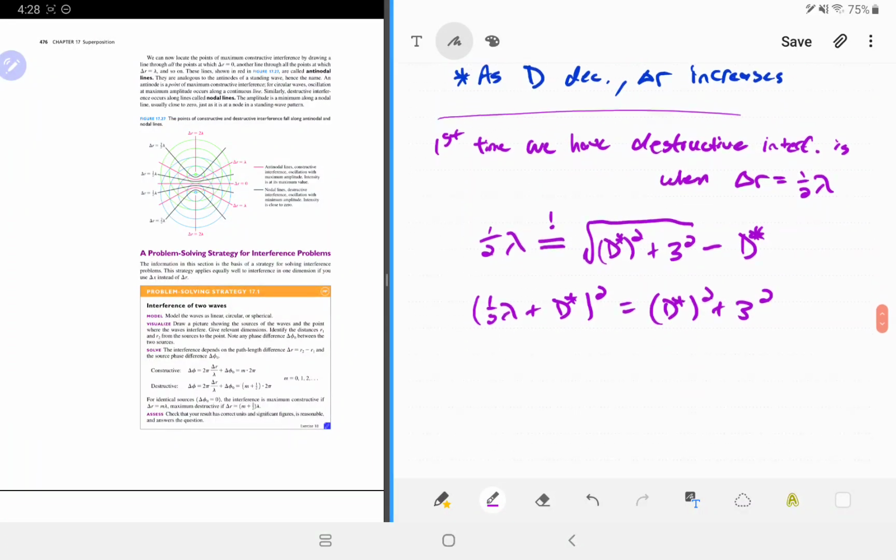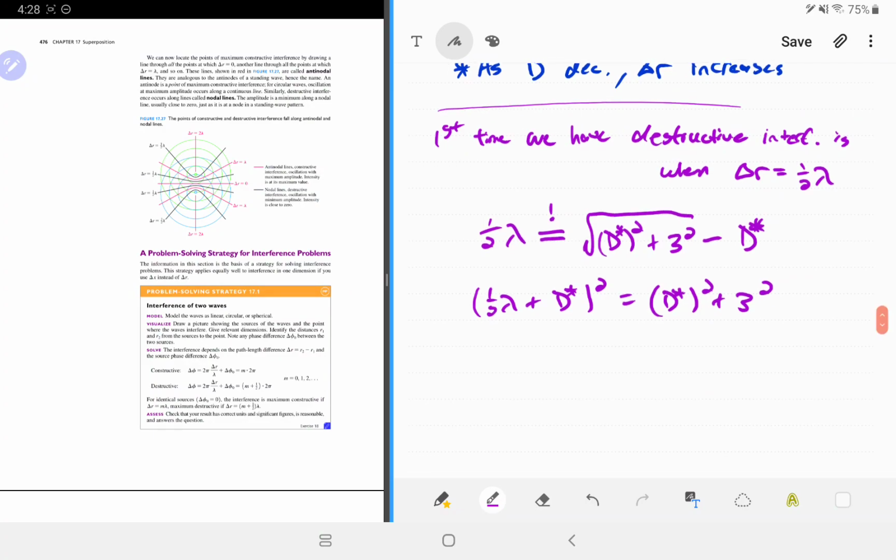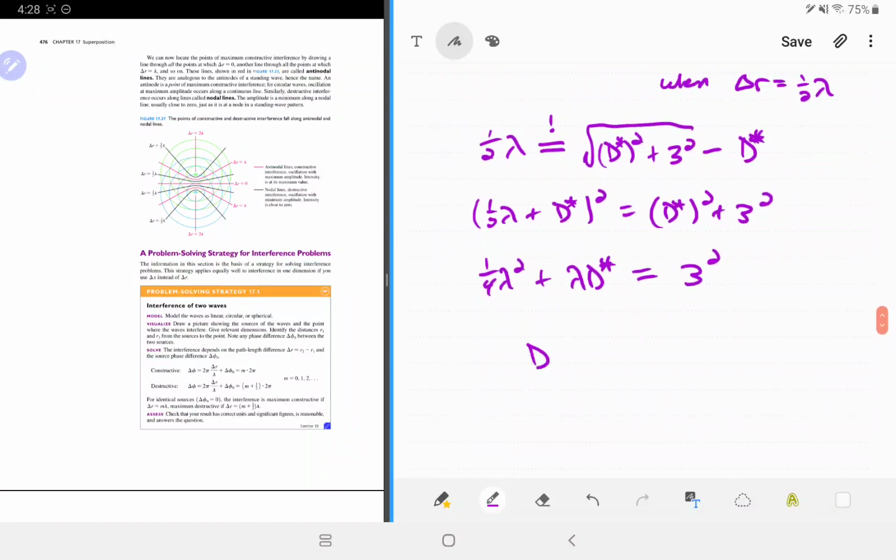Then I'm going to expand out the thing on the left. And this is looking good because the d star squared will cancel out from both sides. So this is not going to be a quadratic equation. It's just going to be a linear one. So this will be nice. This is 1/4 lambda squared plus lambda d star, and then plus d star squared, but that's going to cancel with this d star squared. So this just leaves equals 3 squared. So we're almost done. D star is 9 minus 1/4 lambda squared, over lambda.